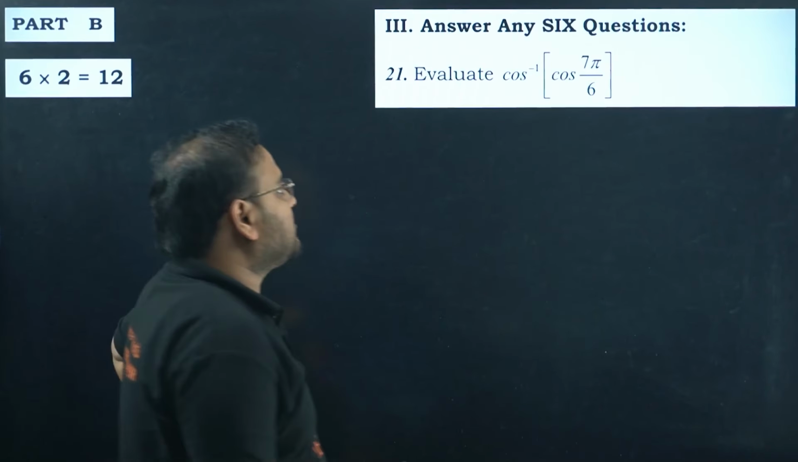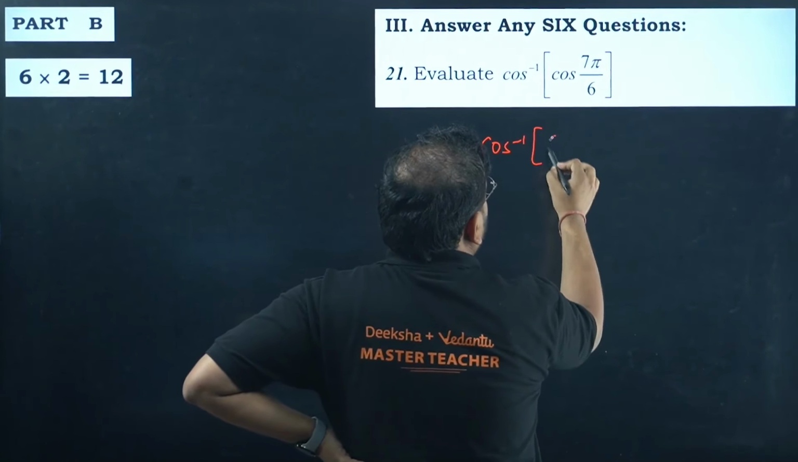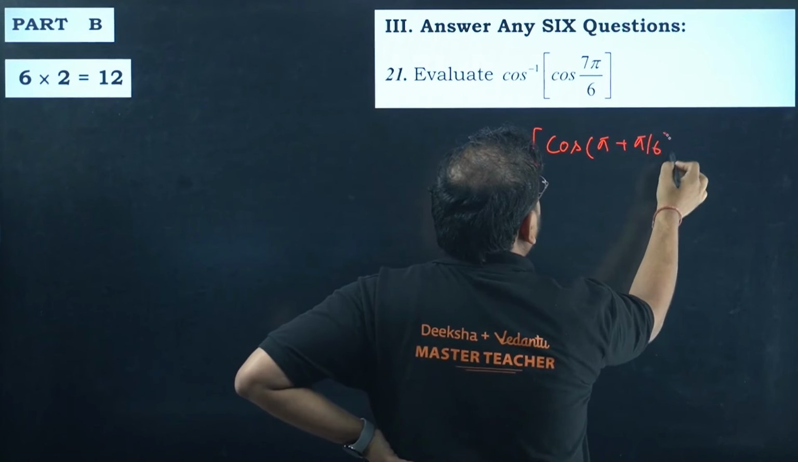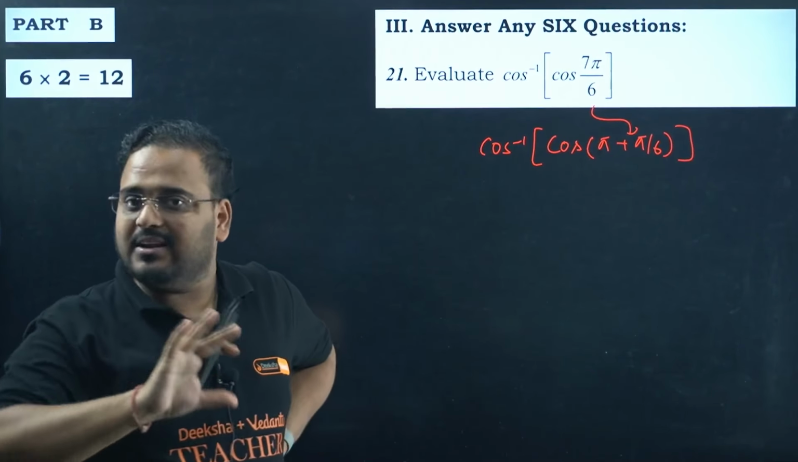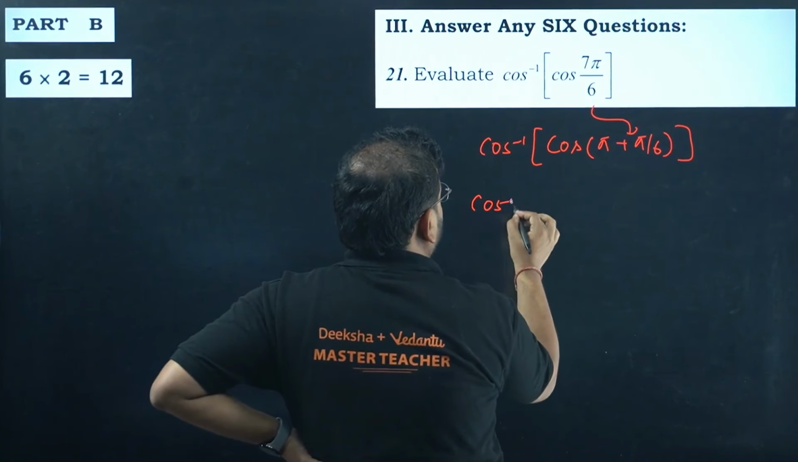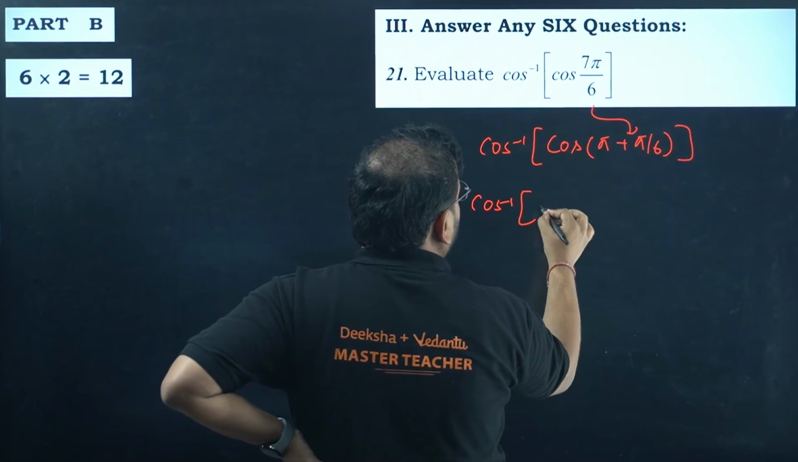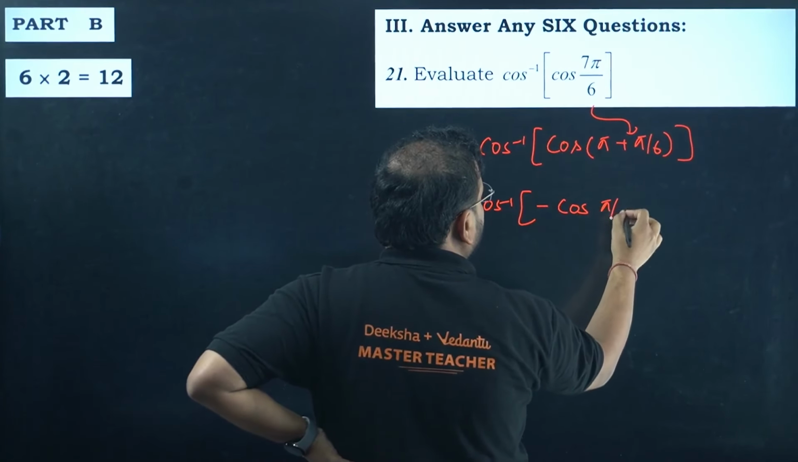Evaluate cos inverse of cos of 7 pi by 6. Break the values which is inside right now. Write this as cos of pi plus pi by 6 first. What I have done is nothing but breaking the angle. Now apply the quadrant rule. Which quadrant is this angle in, bacha? Second quadrant. So it will be minus sine and cos at pi will remain cos only. So cos pi by 6.